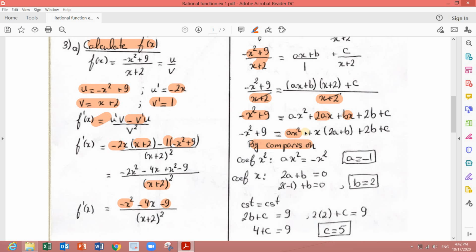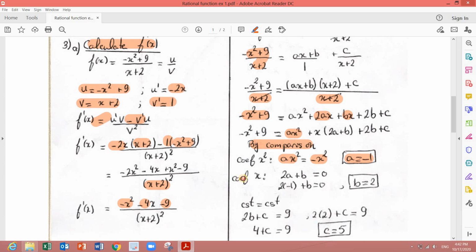the coefficient of x squared on the two sides should be equal. On the left side we have minus x squared, and on the right side we have ax squared. By comparing, we remove x squared and x squared, we get a equals minus 1. So minus x squared equals ax squared, so a equals minus 1.